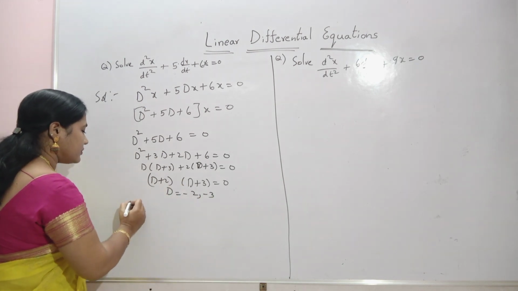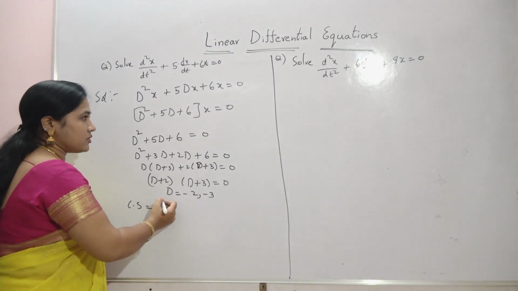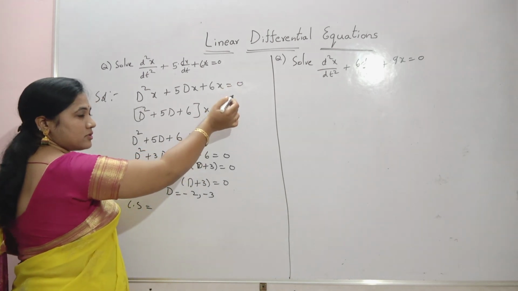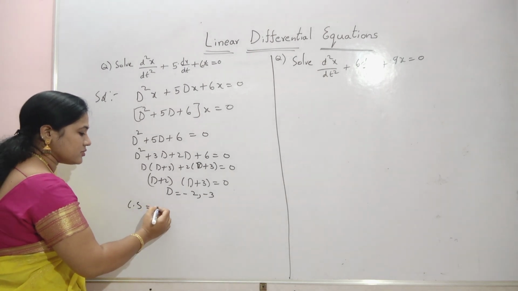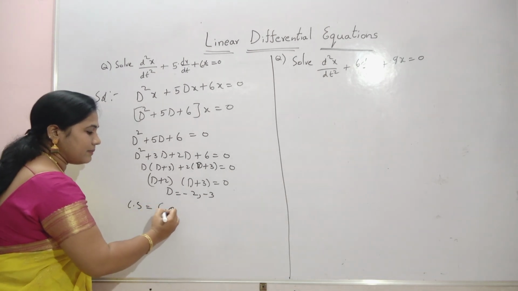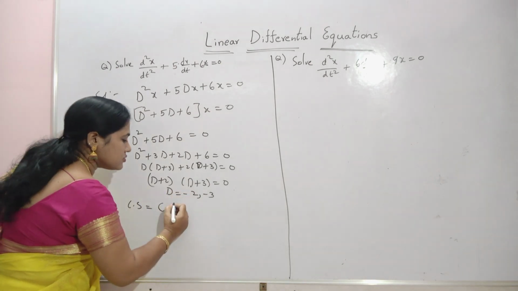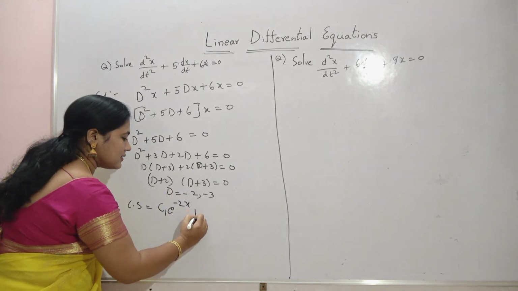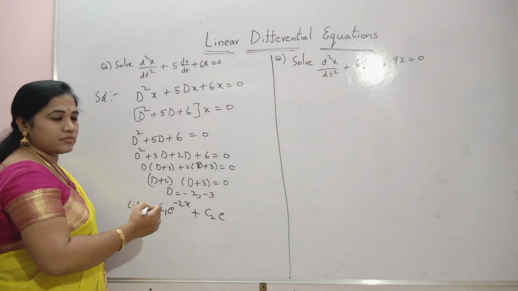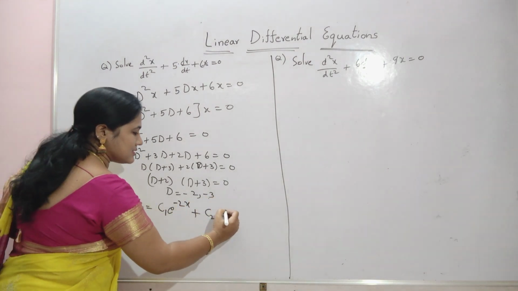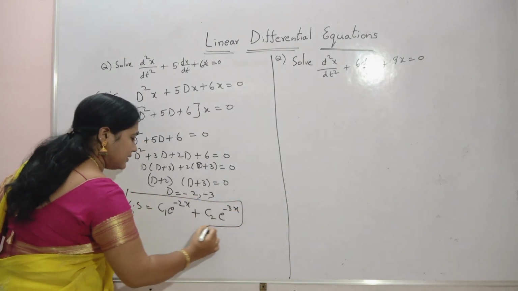So the complete solution is the complementary function only, because there is no Q term, so there is no particular integral. So the complete solution equals C1 e power m1x. What is m1 here? Minus 2. So e power minus 2x plus C2 e power m2x. m2 is minus 3, so e power minus 3x.